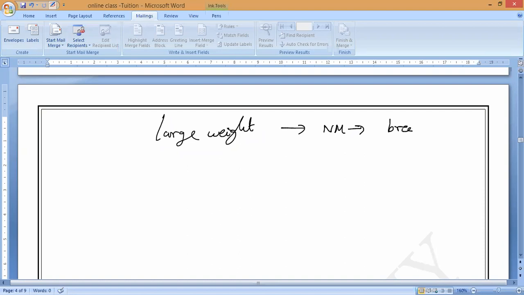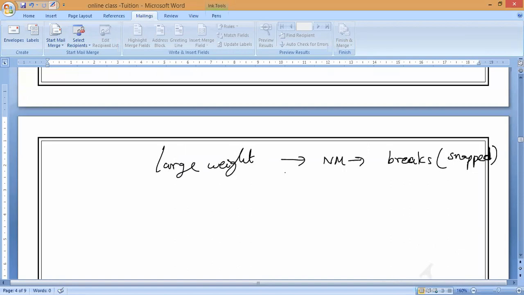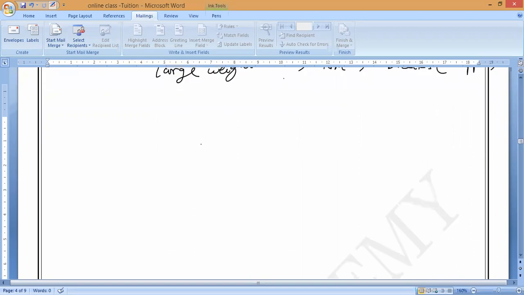Breaks, another word I said, vocabulary. Can you remember and tell me? Breaks means you can also call it snap. Not brittle, snapped. We can say snapped. That is what we should call it. So this is the fifth property of non-metals.